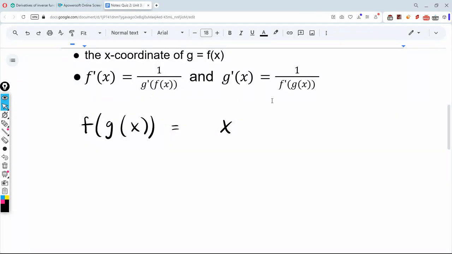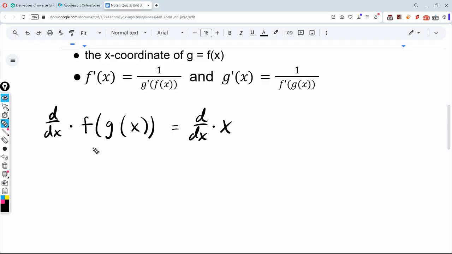So if you want to see where these derivatives came from, recall that for inverse functions f and g, f of g of x just equals x. If you plug x into the inner function and evaluate that at the outer function, it will just return the same value of x. And what you want to do here is take the derivative with respect to x on both sides of the equal sign.